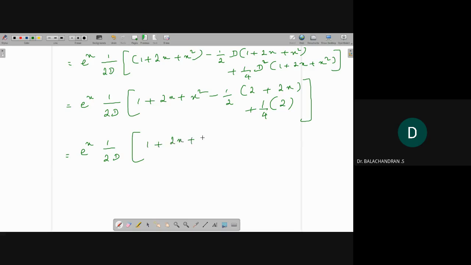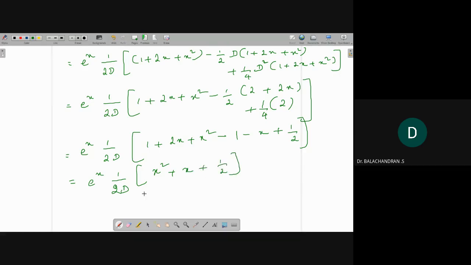So if you have any doubt, you can ask me. Divide by 2: 2 by 2 minus 1 minus 2x by 2 minus x square by 2, plus 1 by 4. So this is equal to e power x into [1 minus 1 gets cancelled, x square plus 2x minus x, so plus x, and plus 1 by 2]. Okay.